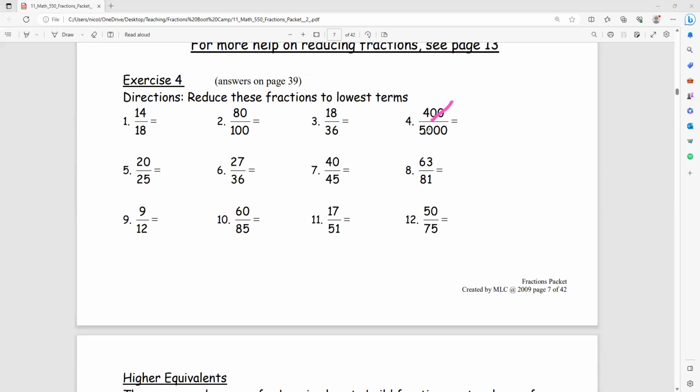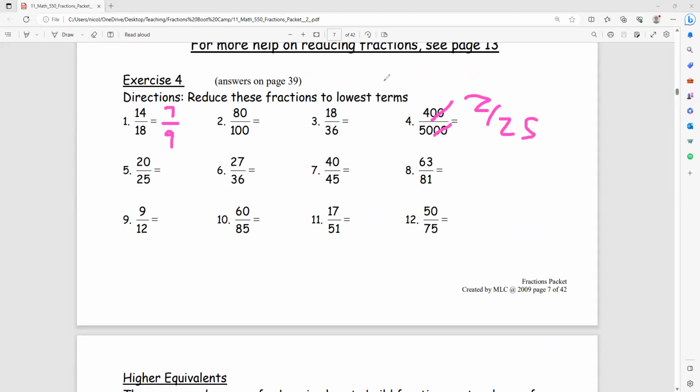Well, this is easy. Just cross out the 2 zeros here, and you now have 40 over 50. 40 over 50. Both numbers can be divided by 2, so you get 2 over 25. 14 over 18, I can divide top and bottom by 2, and I get 7 over 9. It cannot be simplified any further.